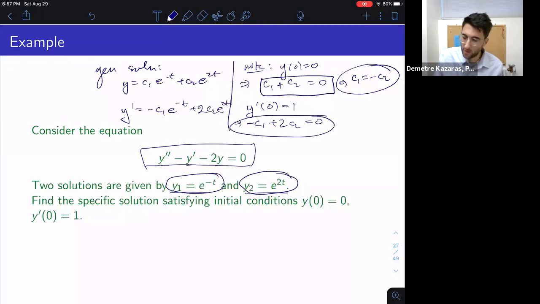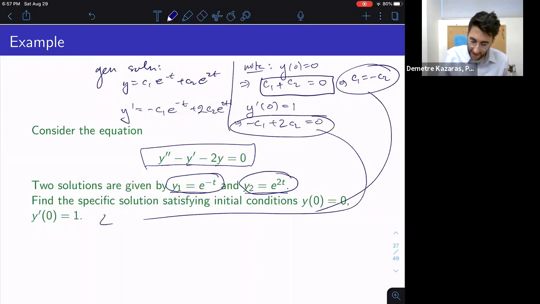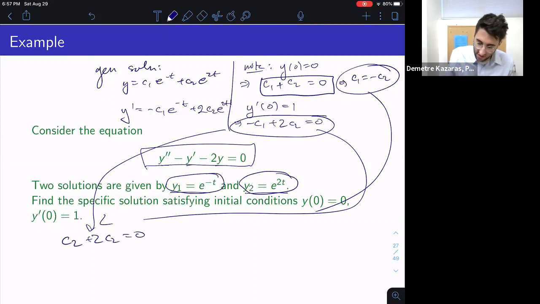Okay. So I got two equations here. They're different equations, and I want both of them to be satisfied: two equations, two unknowns. We're in business. We should be able to figure out what these two constants are. So let's do that down here, maybe. Okay, so I know that C1 is equal to minus C2. So this second equation tells us that C2 plus 2C2 is 0. Well, that only happens if C2 is 0.